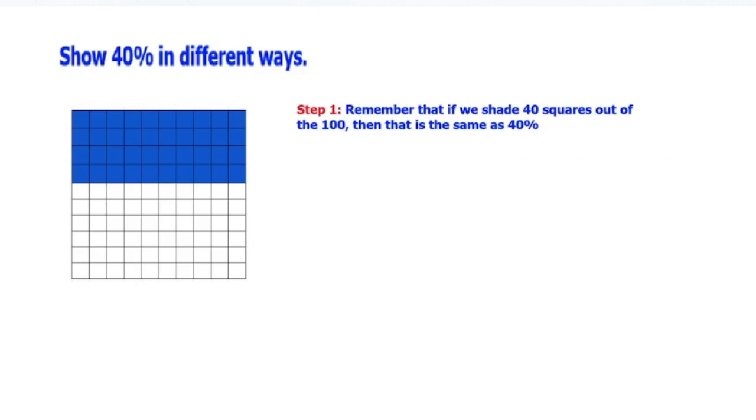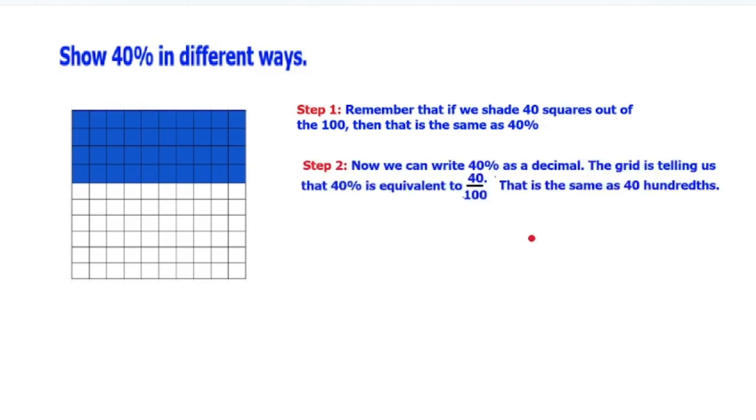The next step is we can write 40% as a decimal. So the grid is telling us that 40% is the same as 40 over 100, 40 100ths. So what's 40 100ths as a decimal? And you can look in the description. I have links to other videos of mine that explain hundredths. So 40% equals 40 over 100, and that's the same as 0.4.